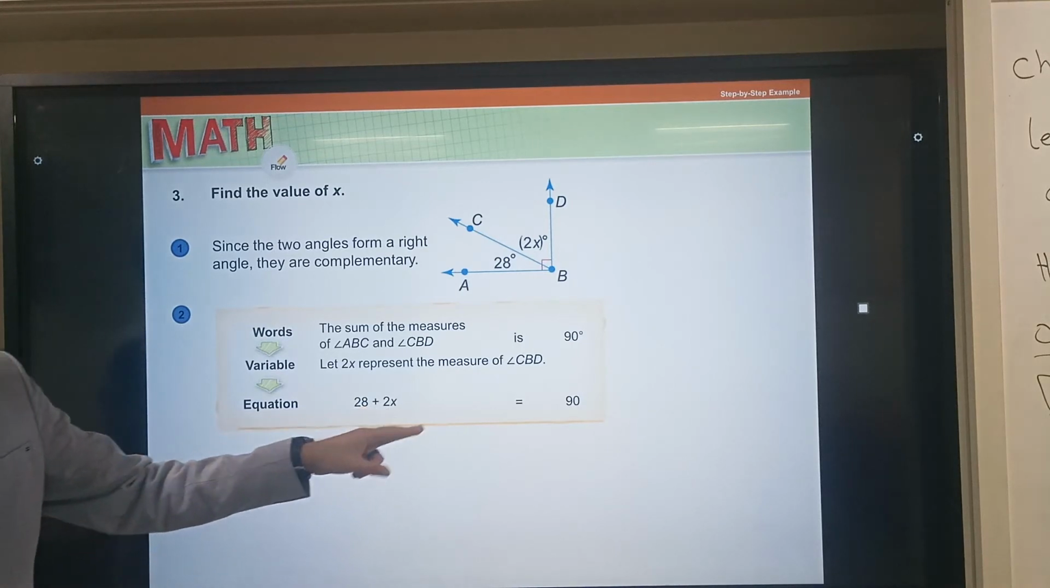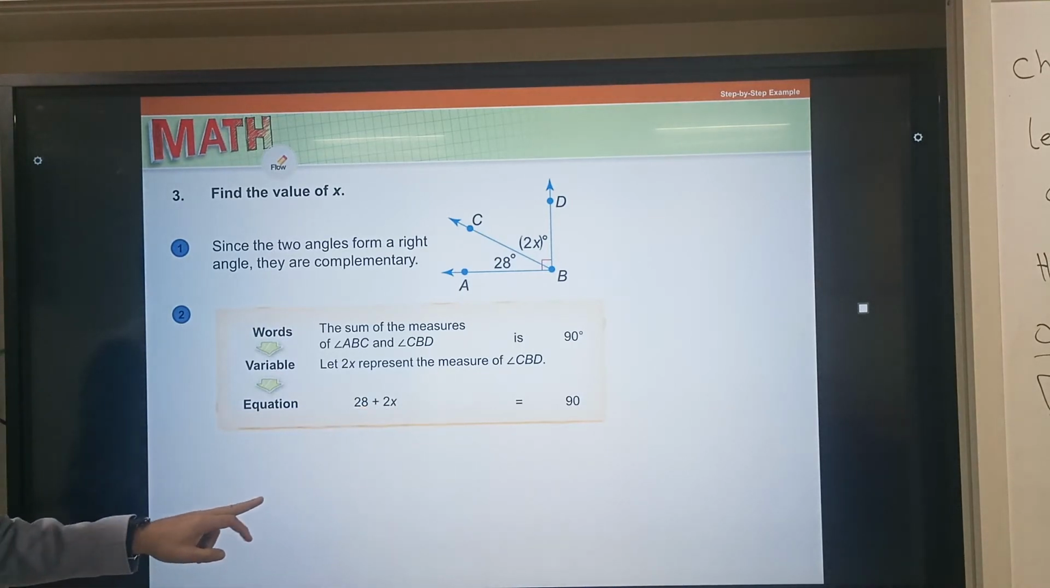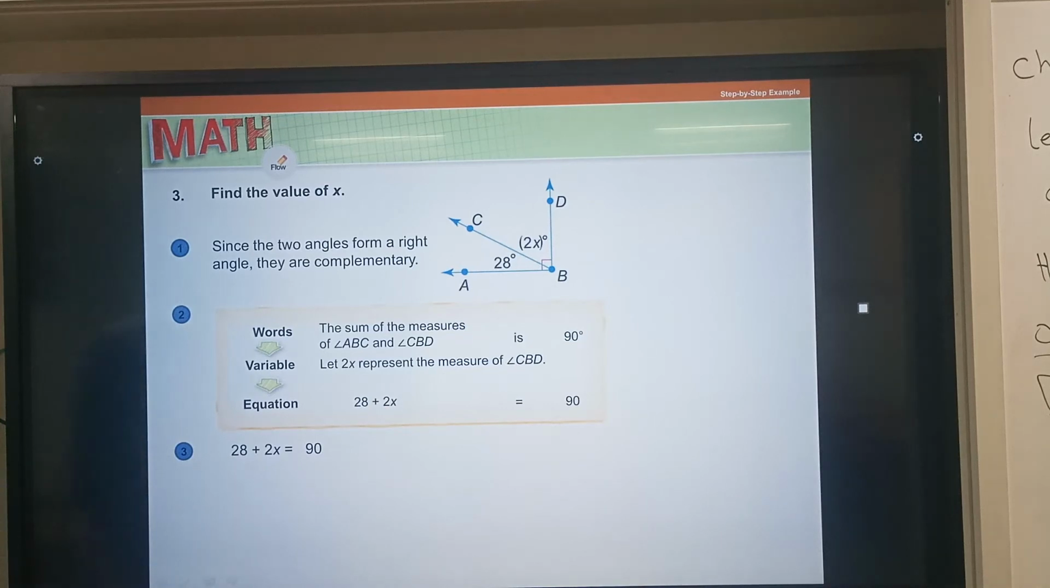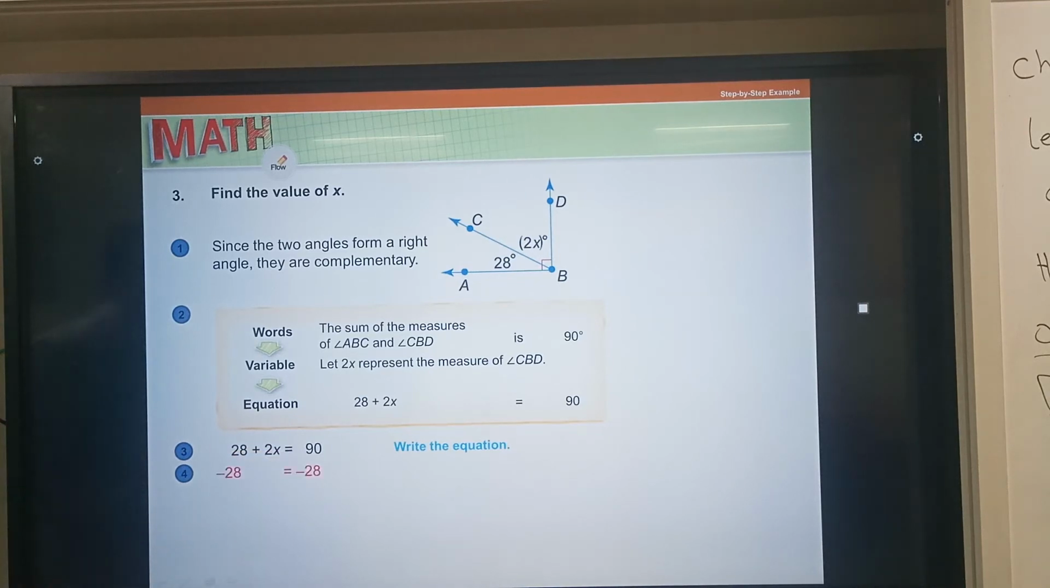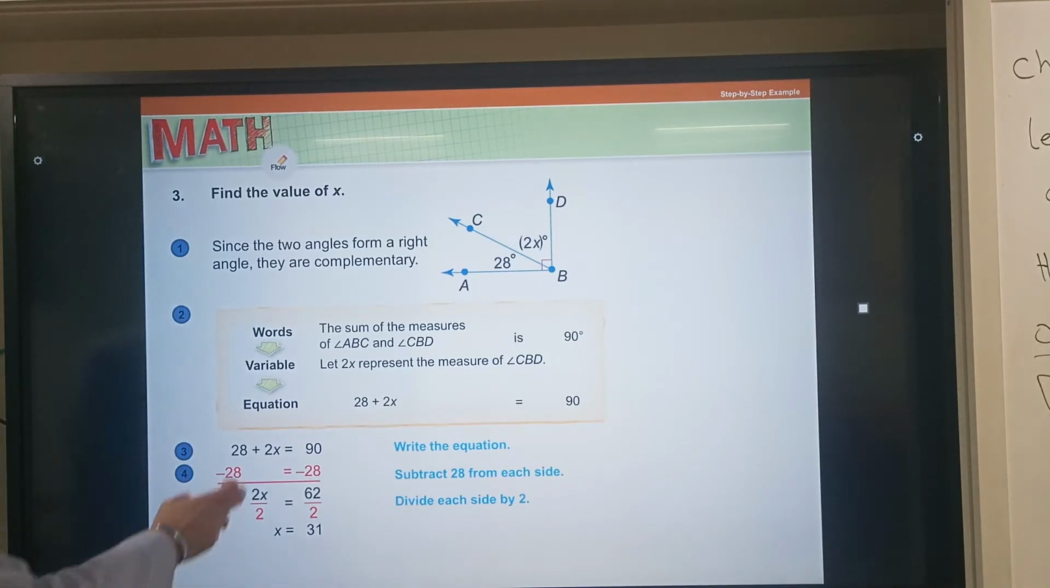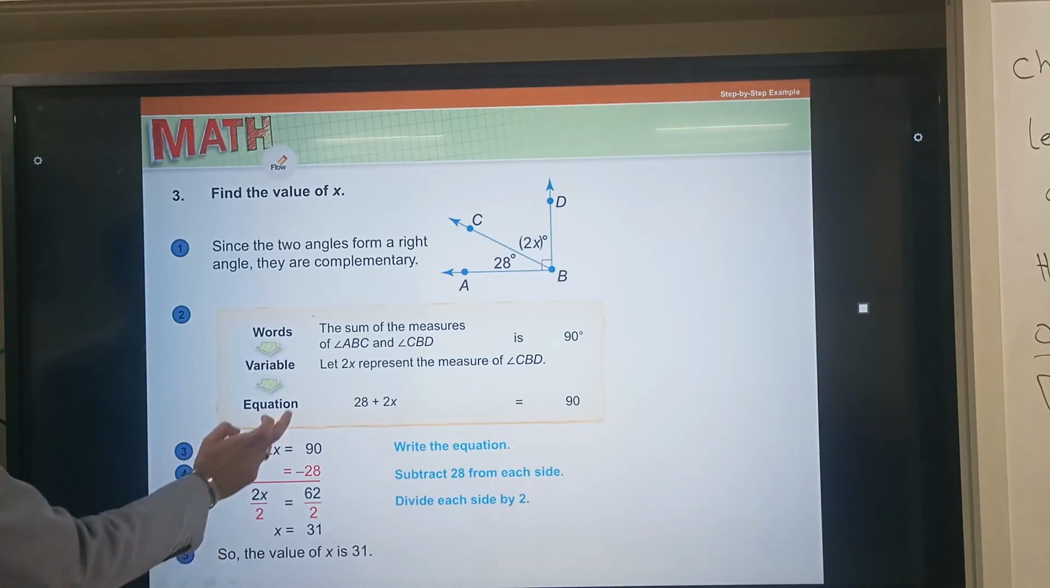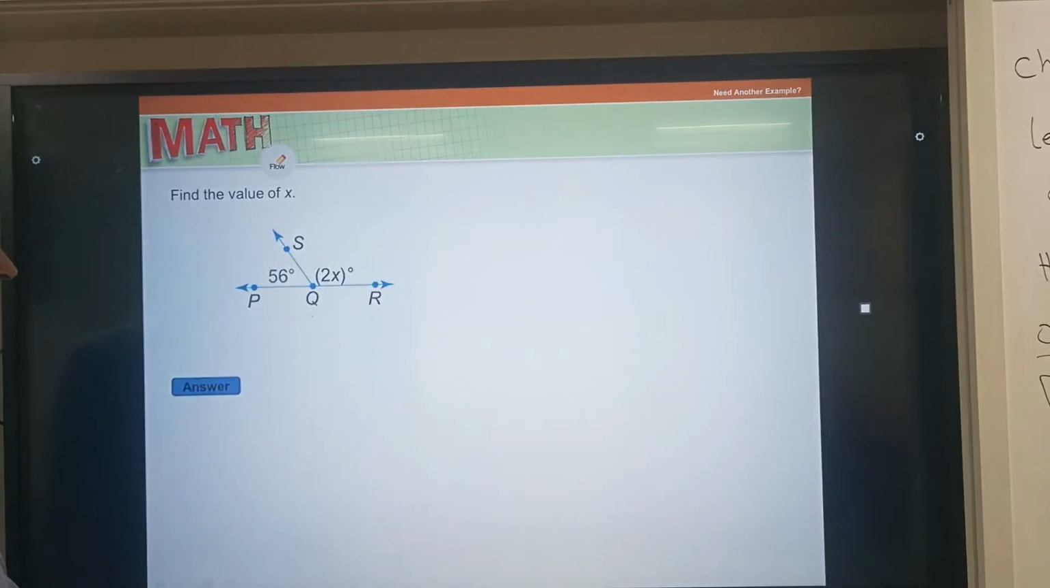So 28 plus 2x equals 90. This is our equation. We will write the equation 28 plus 2x equals 90. After that, we will subtract 28 from both sides, or add negative 28, both are the same. After that, I will divide both sides by 2. So the value of x will be equal to 31. Clear? Okay, my friend.